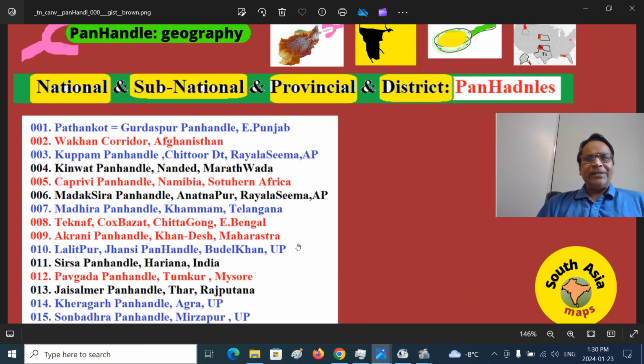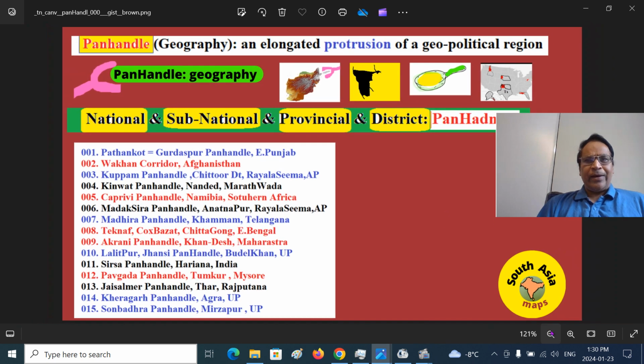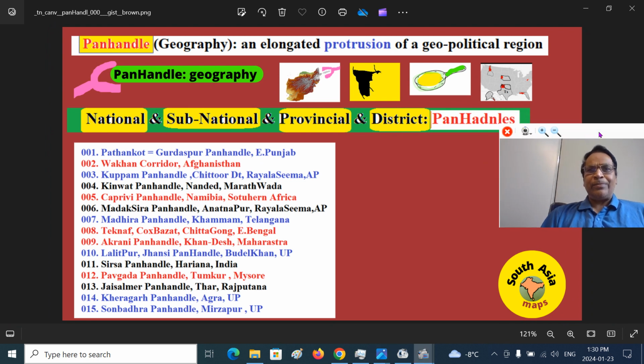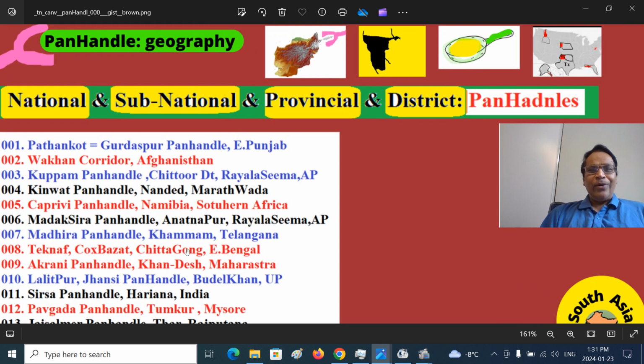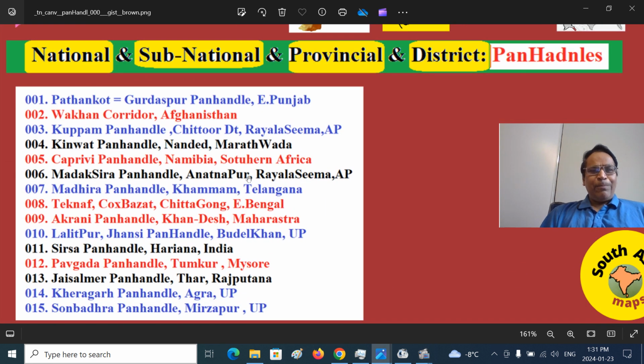Mitram, this is our Panhandle series. These are the different panhandles I put. This is the pan, this is the handle. The handle is a small territory protrusion holding the pan, that is the bigger region. We have finished the Pathankot Gurdaspur Panhandle before and the Wakhan Corridor in Afghanistan, and we are now taking up the Kuppam Panhandle, Chittoor district, Rayalaseema, and I will upload the rest of the panhandles eventually.